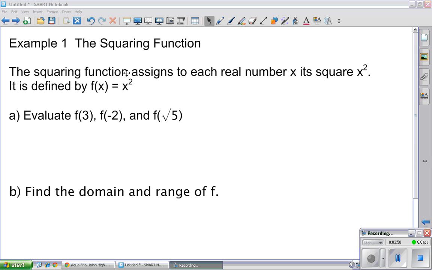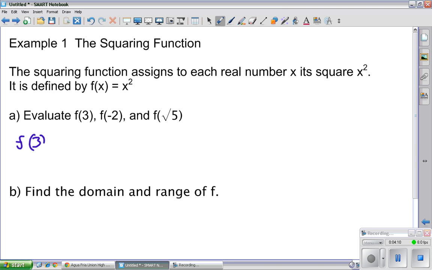Example 1, the squaring function. The squaring function assigns to each real number x its square, x squared. It is defined by f of x equals x squared. Evaluate f of 3. So that just means to plug in 3. So we have f of 3 equals 3 squared. We square it, which is 9. So f of 3 equals 9.